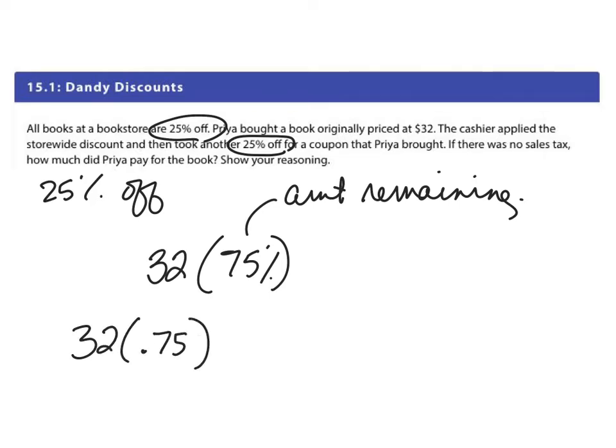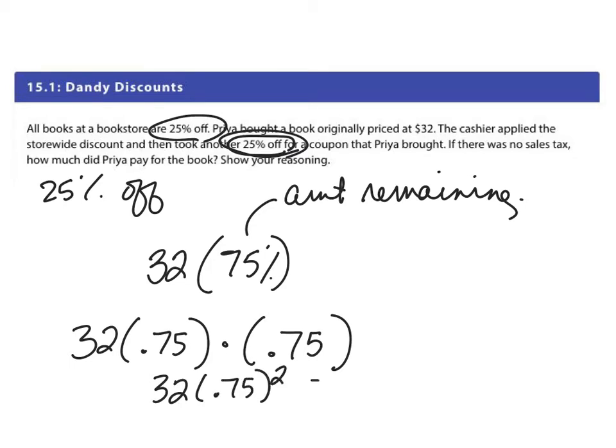Now, that's going to give me an answer, but I need to do another 25% off. So I'm going to multiply by the amount remaining again, which we learned in the last lesson is sort of like multiplying by the amount remaining twice, or to the second power. So you can do times 0.75 twice, or you can do times 0.75 raised to the second power, and I get the cost of the book is $18.